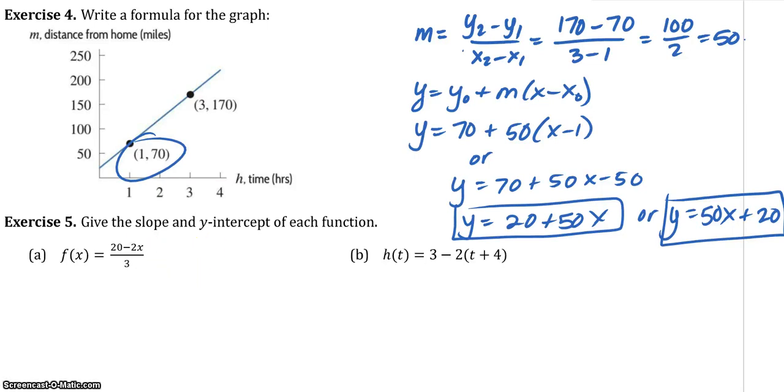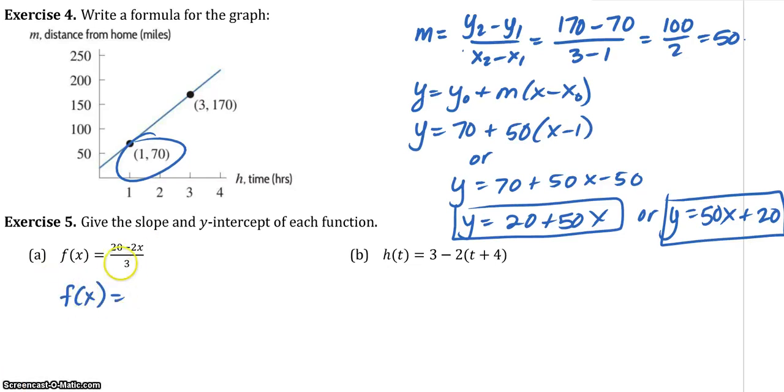Exercise 5 is the last one to do. If you want to try it, go ahead and see if you can figure out what the slope and the y-intercept is for each function. Are you ready? Here's how you do these. Let's go ahead and do these together.